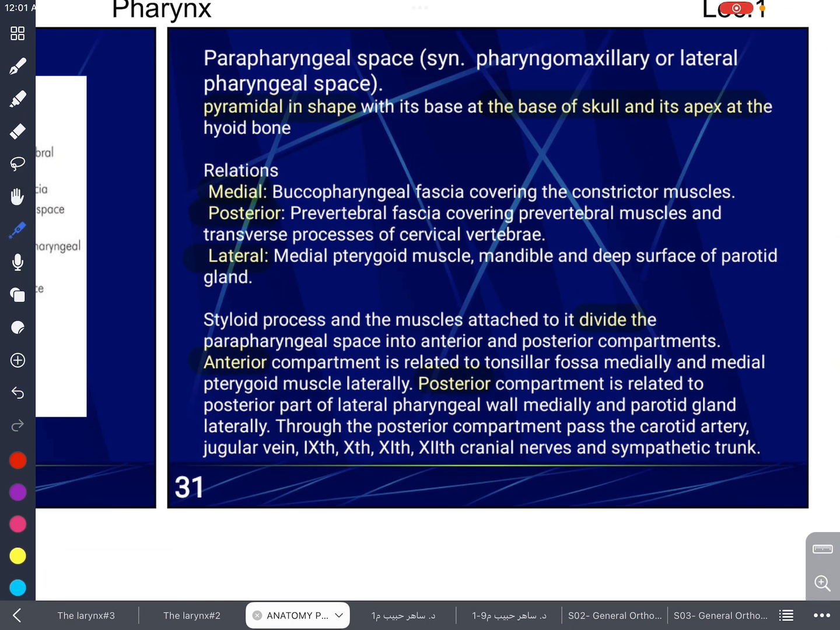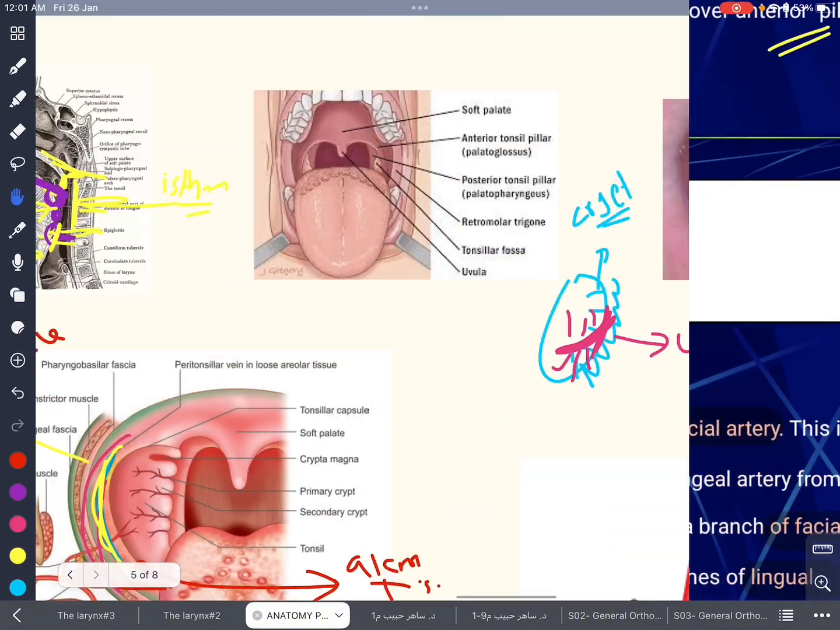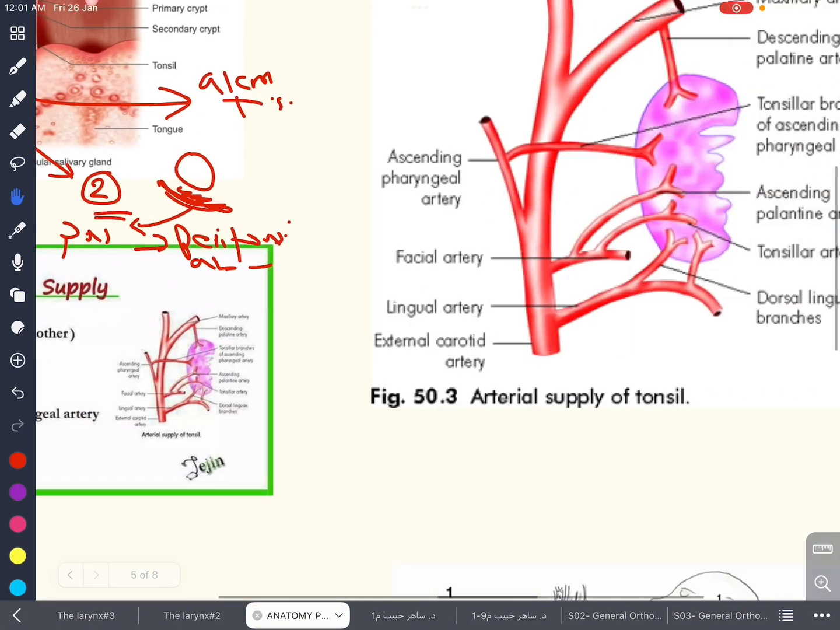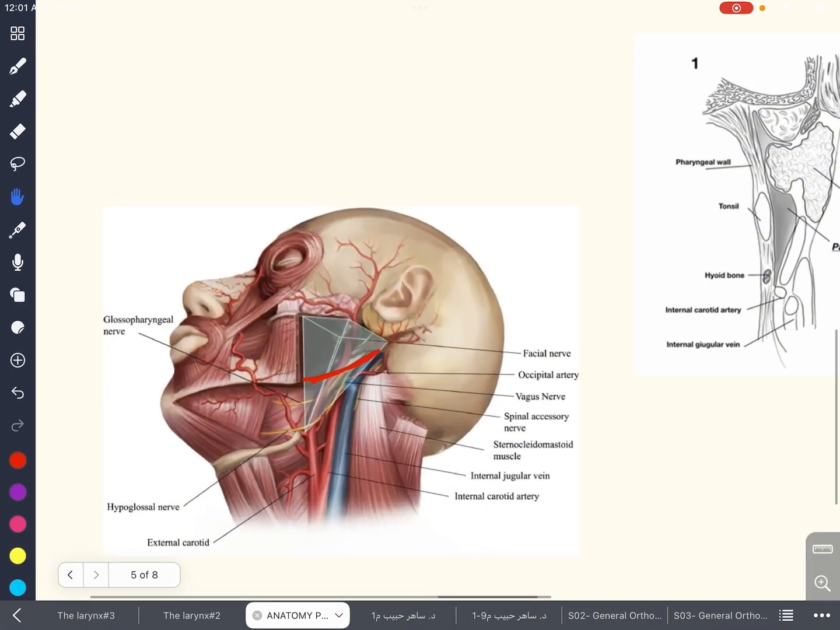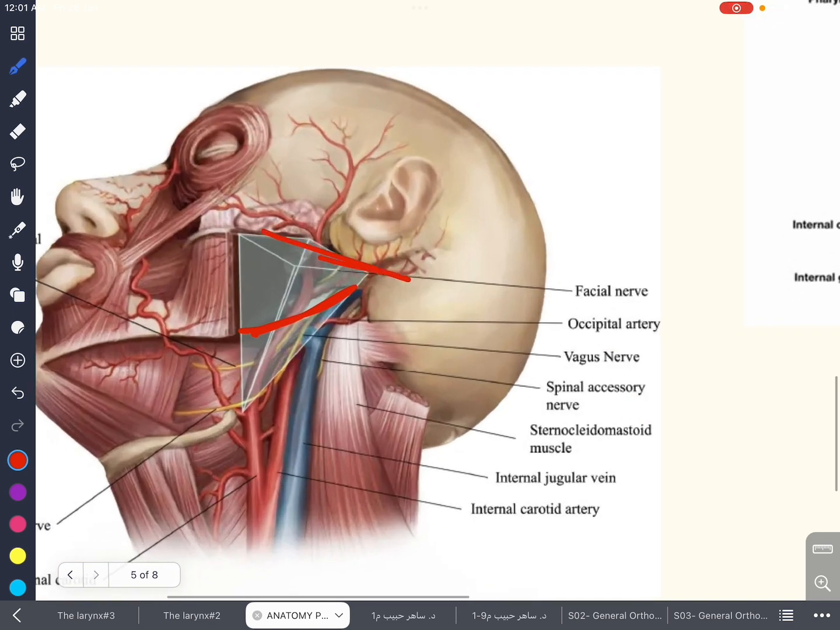So, the parapharyngeal space is pyramidal in shape. The base of it is at the level of the base of the skull, and the apex is at the hyoid bone, as shown here in the picture. This is the base at the base of the skull, and this is the apex at the hyoid bone.